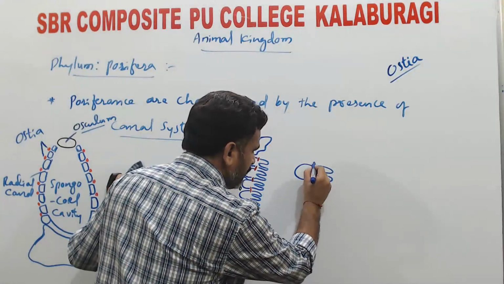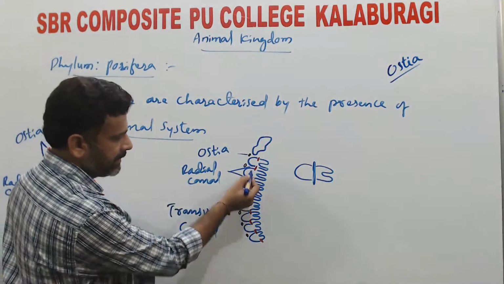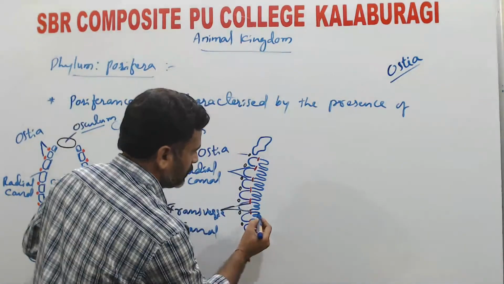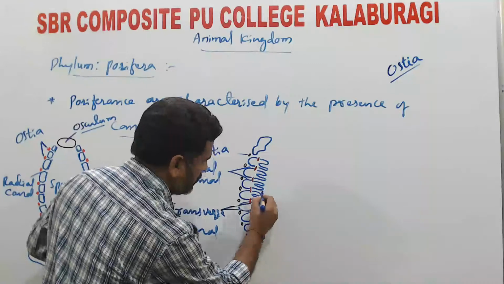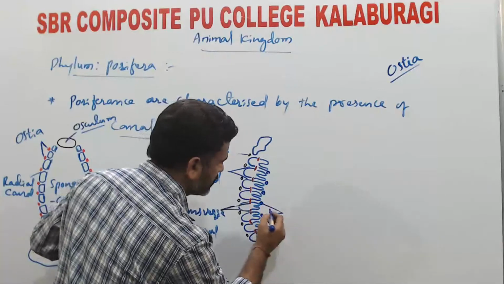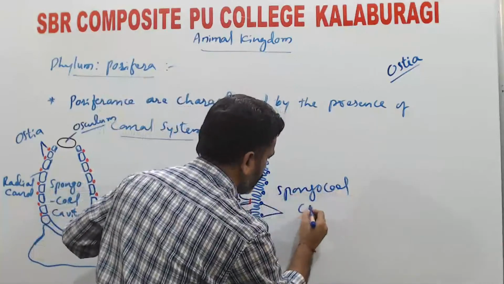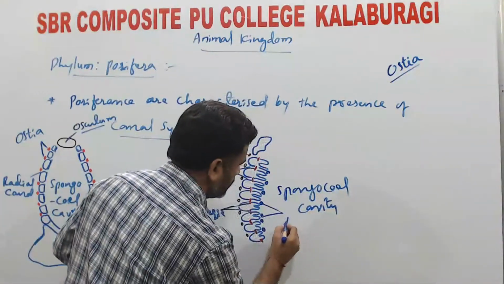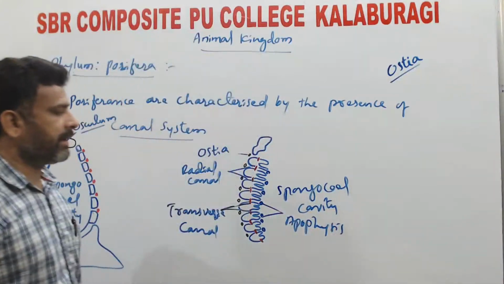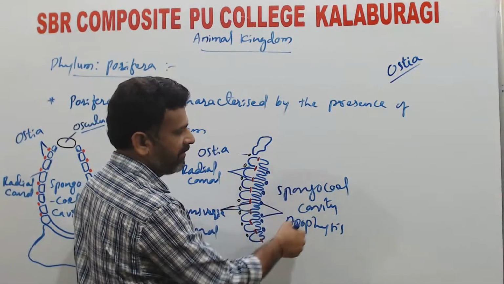Here it is. So this is the way. This one is called a transverse canal. The red marked ones are called transverse canals. These openings, which in turn open into the spongiocoel cavity, are called apopyles. Through the apopyles, they open into the spongiocoel cavity.